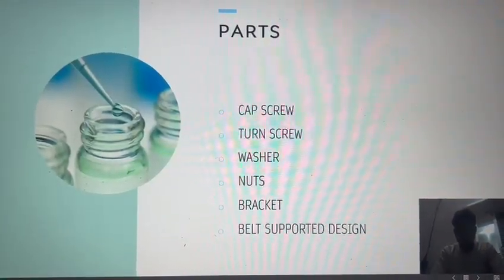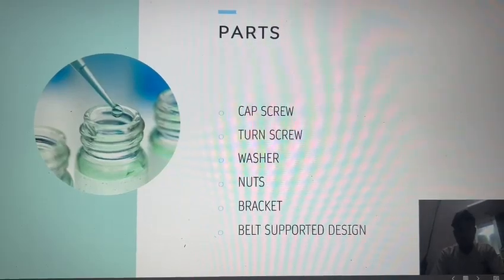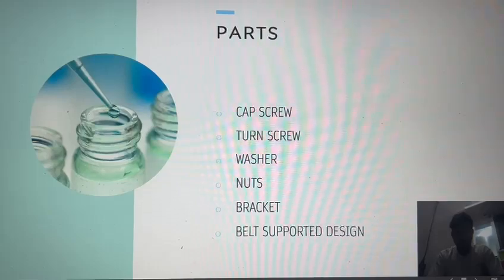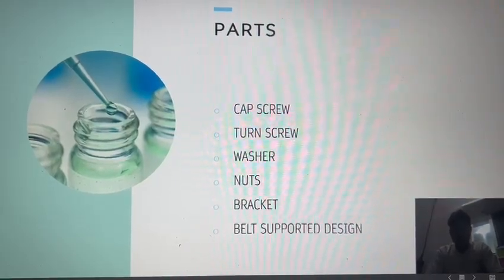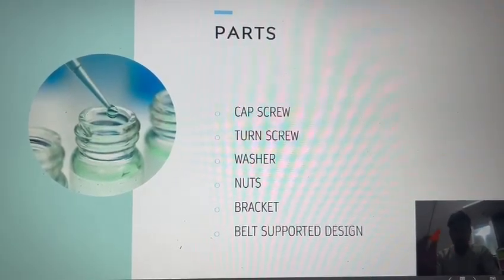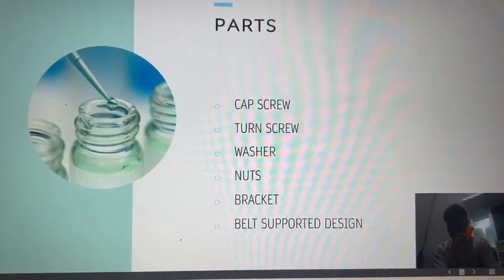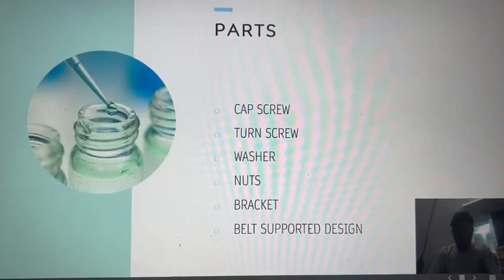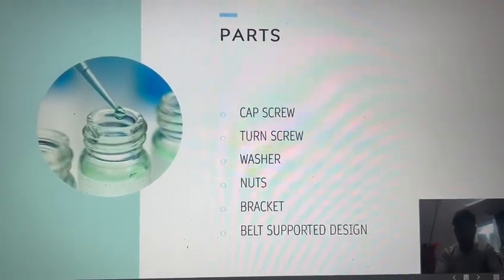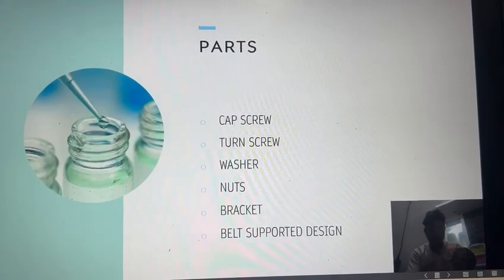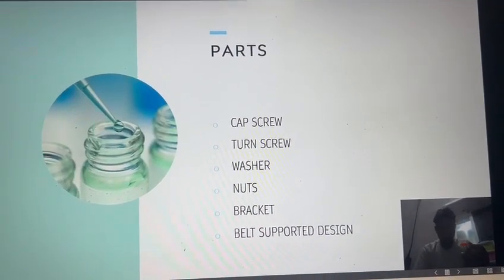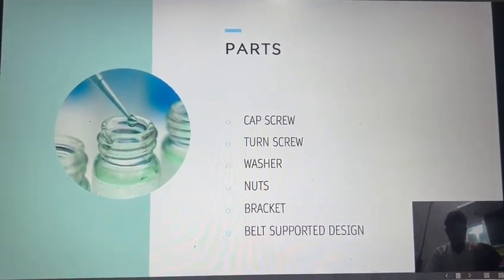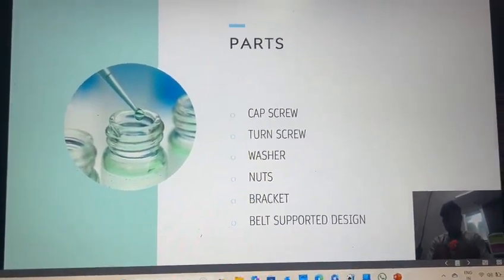In the belt supported bracket assembly, the parts are the cap screw, the turn screw, the washer, nuts, the bracket and a belt supported design. The bracket looks like this type. And the belt supported design, wait a minute. This is the belt supported design. It is not a rotating part. It looks like a belt supported design part, and it is a fixed part.